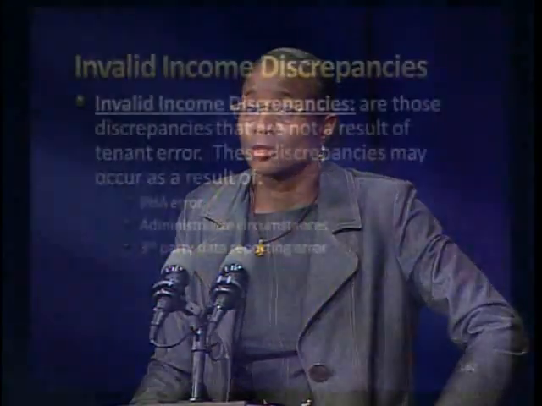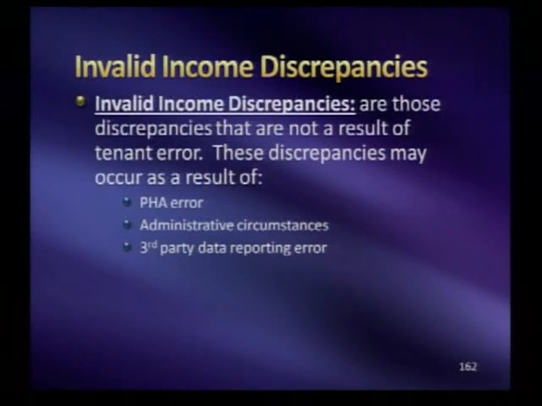The second scenarios are your administrative circumstances, which I mentioned earlier, like, for example, having no interim increase policy and the family's not required to report, or there may be an invalid income discrepancy because the third-party data source made an error, and that happens, and we discussed that yesterday. So if you missed that session, we're not going to talk about it today because it was covered.